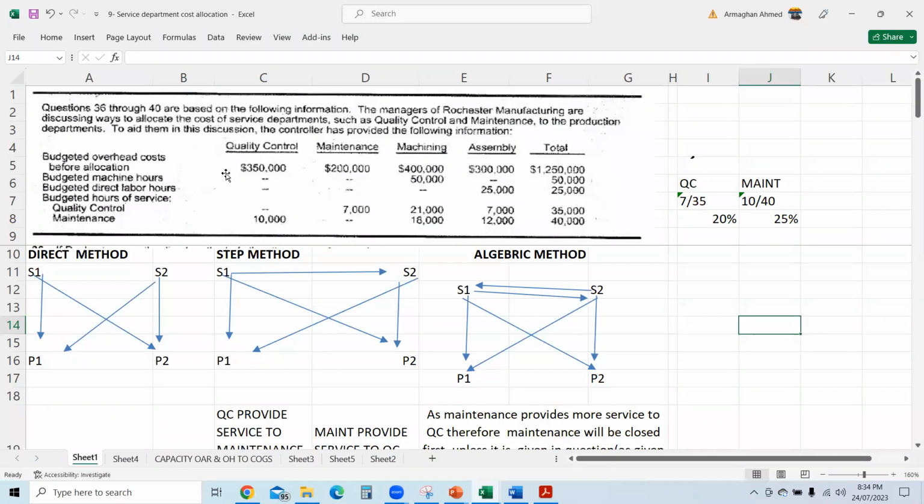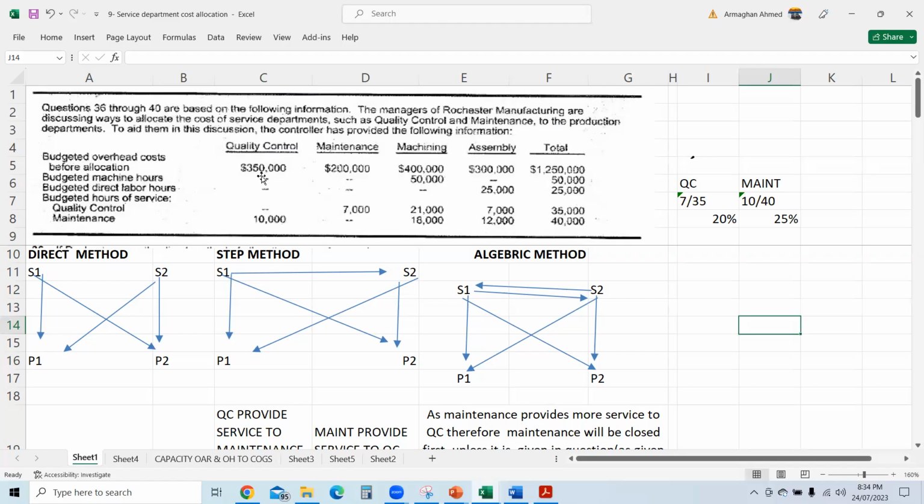Here we have a question that says questions 36 to 40 relate to this. Managers of Rochester Manufacturing are discussing ways to allocate the cost of service departments such as quality control and maintenance, which are the service departments, to the production departments. So Rochester is allocating service department cost to production departments. To aid this discussion, the controller has provided the following information.